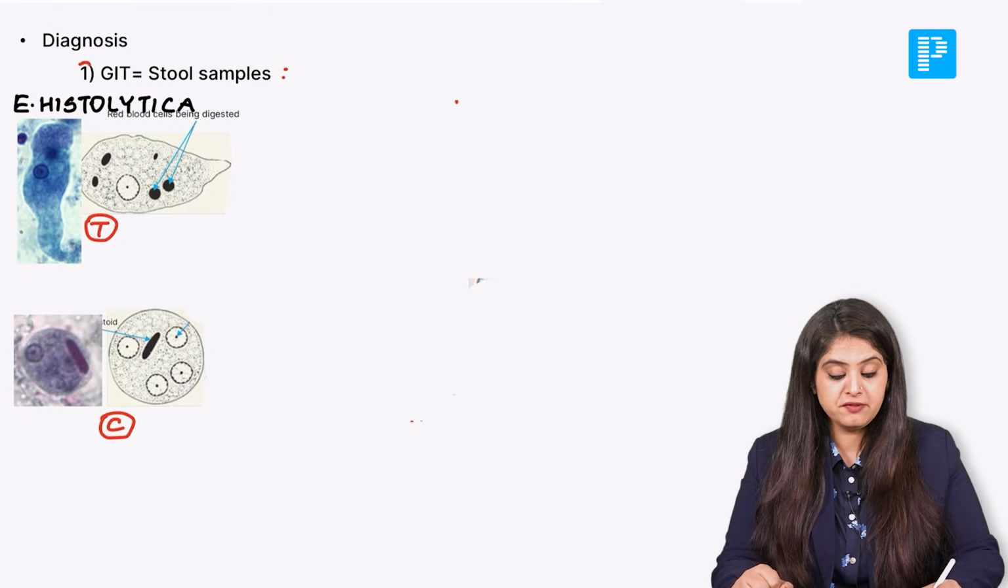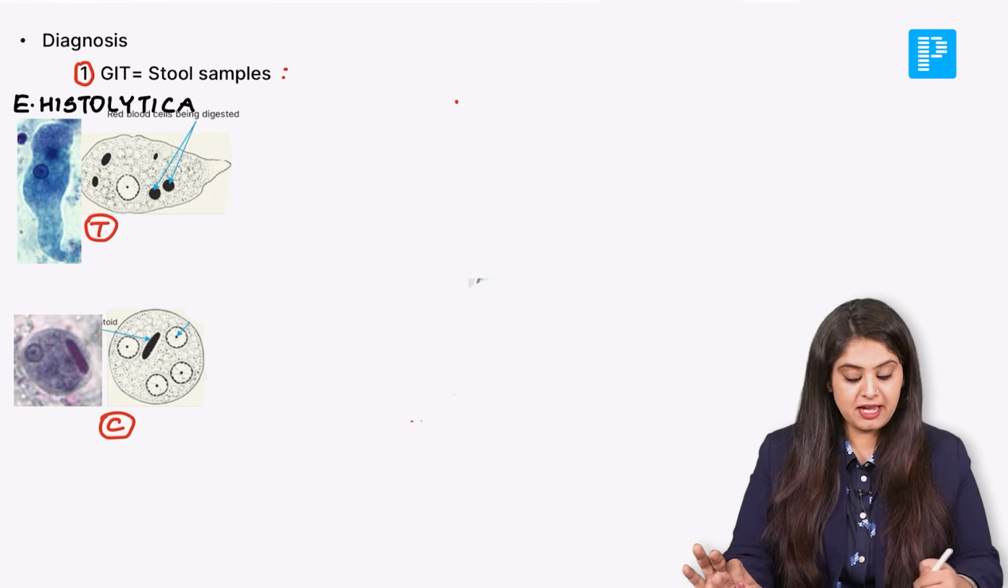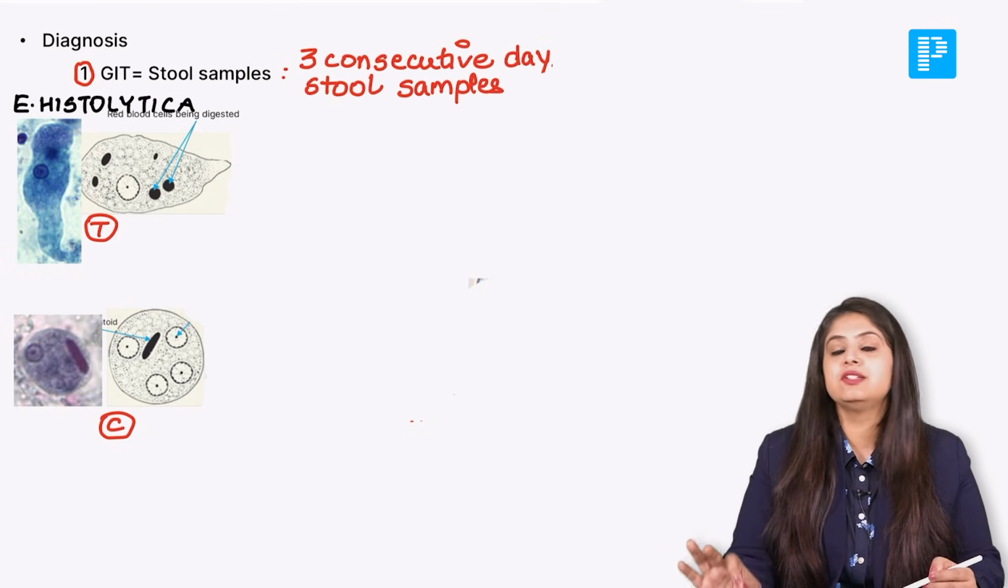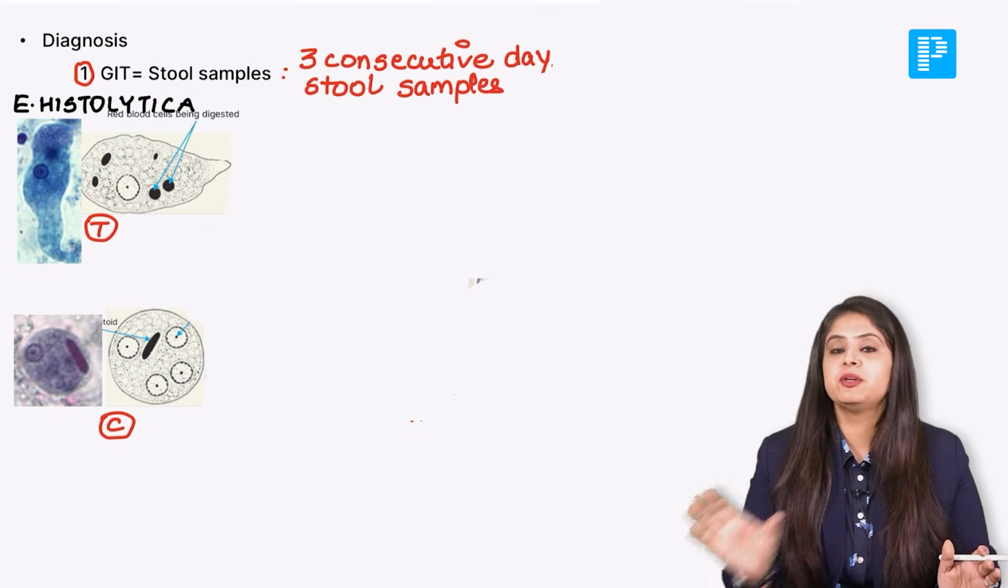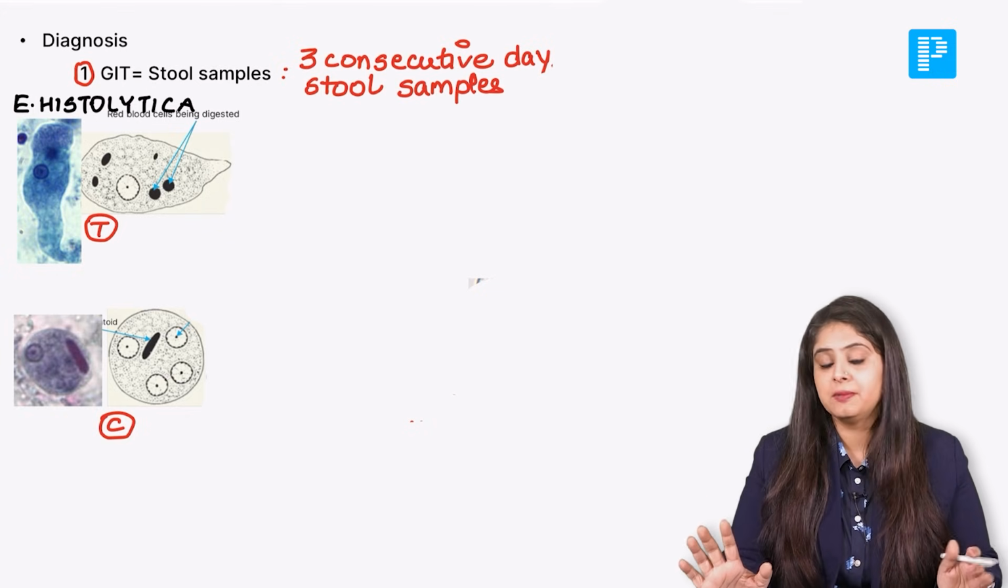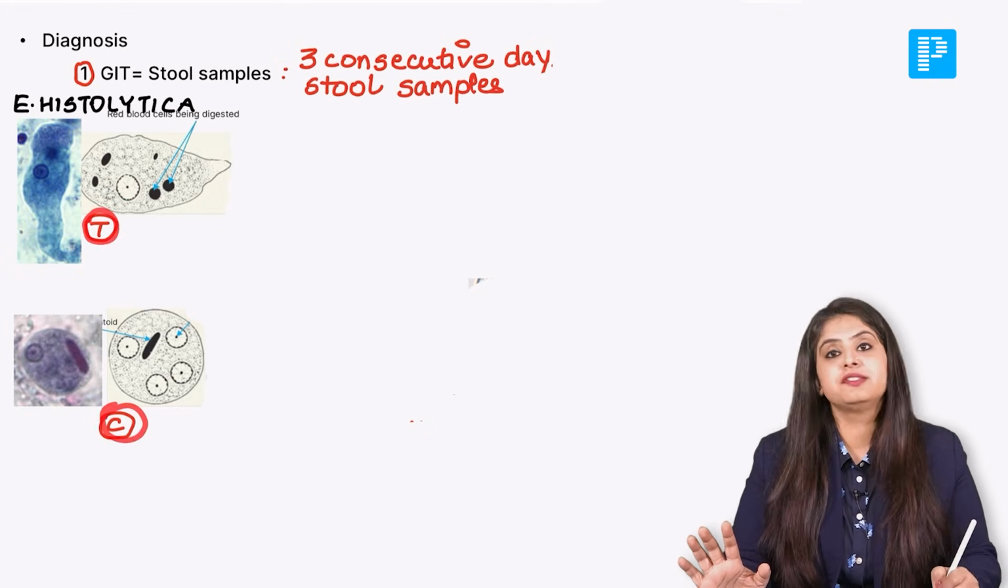For the diagnosis, the first sample that I will take will be a stool sample, and the clinical rule is that I have to take a 3 consecutive day stool sample before I rule out this. So 3 days consecutively, ask the patient to get his diarrhea sample to your lab. In the stool sample, either you can see the trophozoite of this or you can see the cyst form.